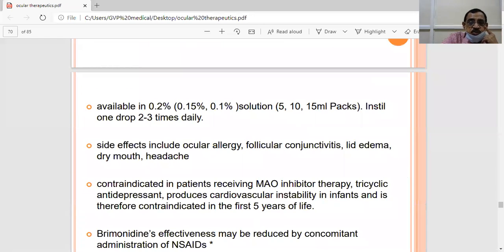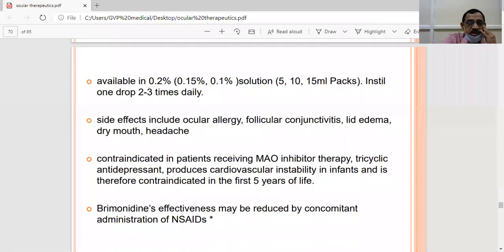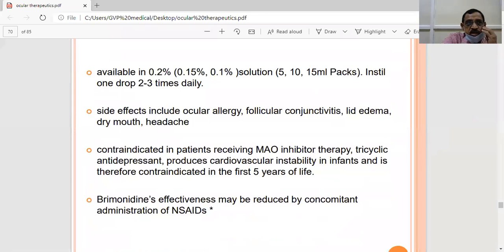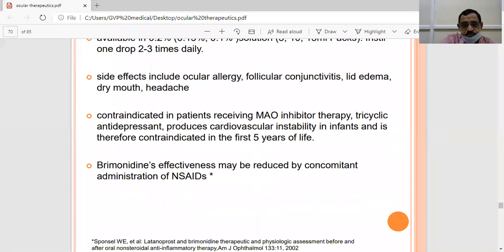It's available as 0.2% solution and 0.15% solution, in 5 ml, 10 ml, and 15 ml packs. Instill 1 drop 2 to 3 times per day. Side effects include ocular allergy, follicular conjunctivitis, lid edema, dry mouth, and headache. It is contraindicated in patients receiving MAO inhibitor therapy or tricyclic antidepressants, and it produces cardiovascular instability in infants and is therefore contraindicated in children less than 5 years. Effectiveness may be reduced by concomitant administration of NSAIDs.